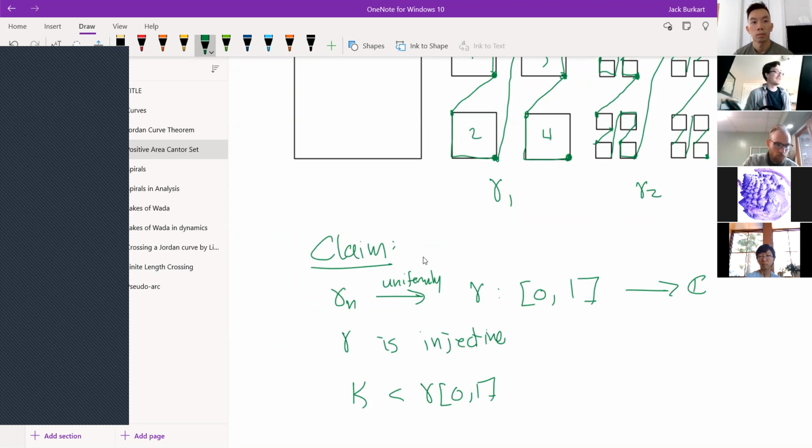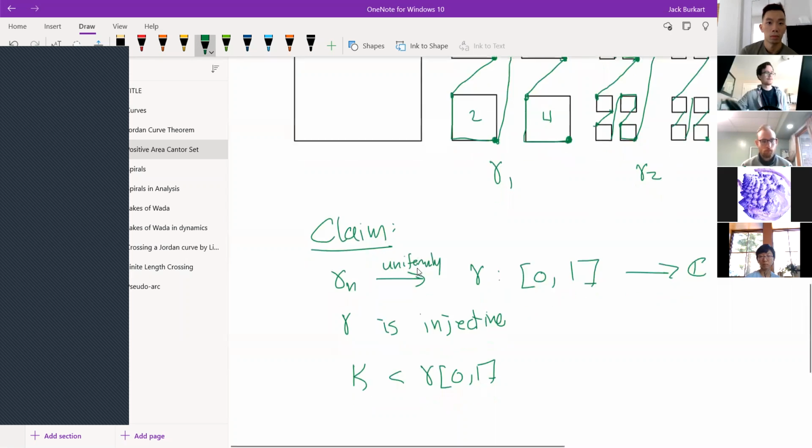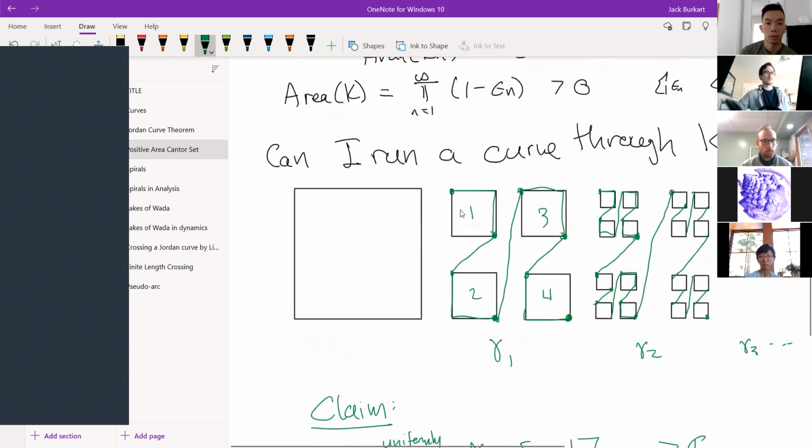It's actually not too difficult to verify all of these facts right here. Because we want to show that something's a Jordan curve, I have to build the continuous function. But I'm going to show you how to build the gamma n's, and then we're going to see that it's actually not so bad. So how do we build gamma 1?